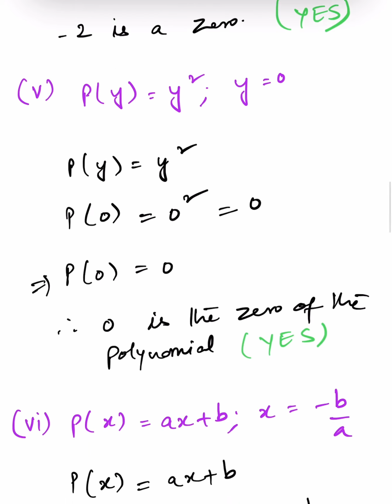Fifth bit, p of y equal to y square, y equal to 0. So p of 0 equal to 0 square, which is also 0. So as p of 0 is equal to 0, this value 0 is the zero of the polynomial. So it is a yes.